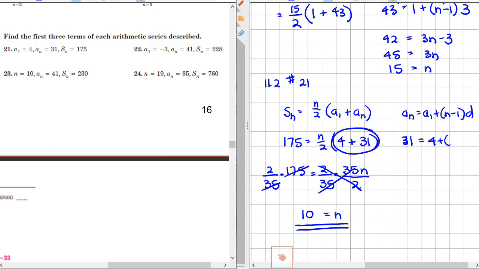I know the number of terms. I can look for D now. So I subtract 4 from both sides. I think that's 27, is that right? And D is 3. That's what I needed. Who's the first term? 4. If D is 3, who's the next term? Next term. You're awesome.